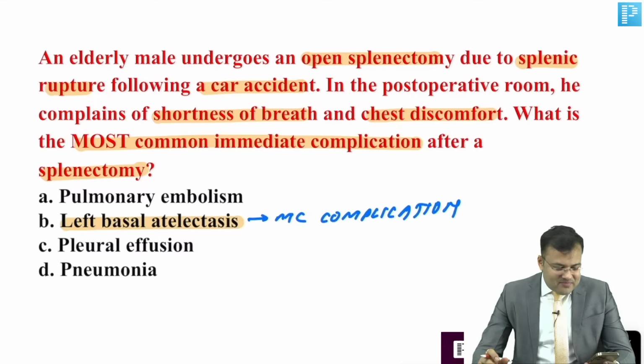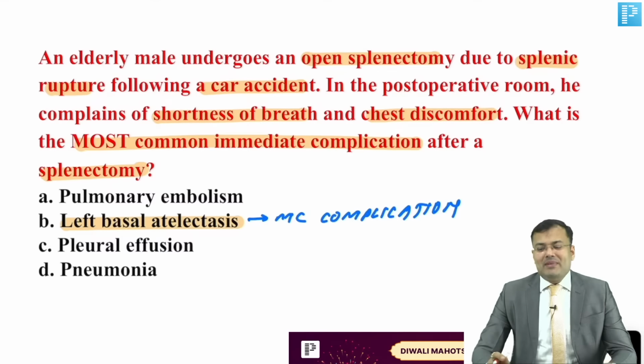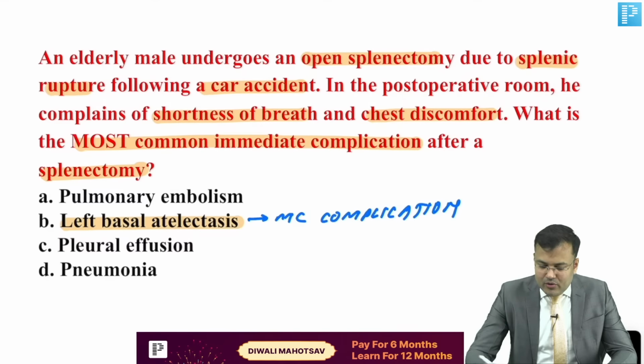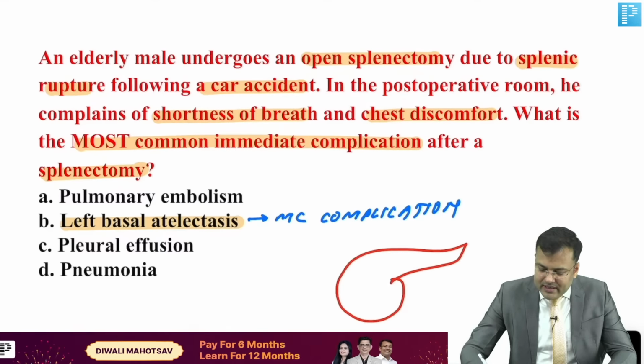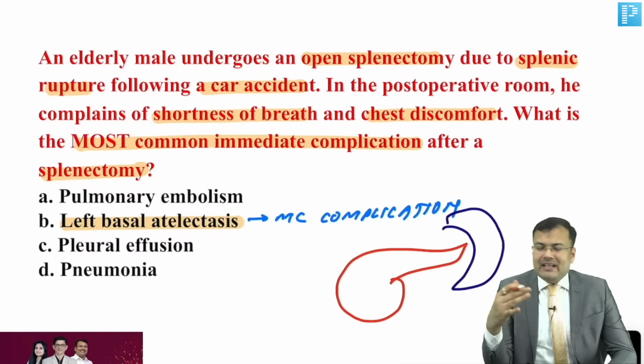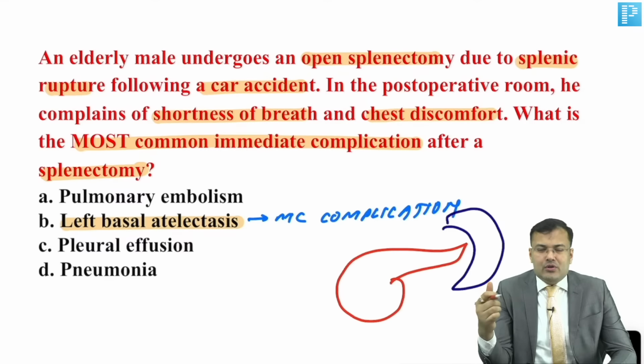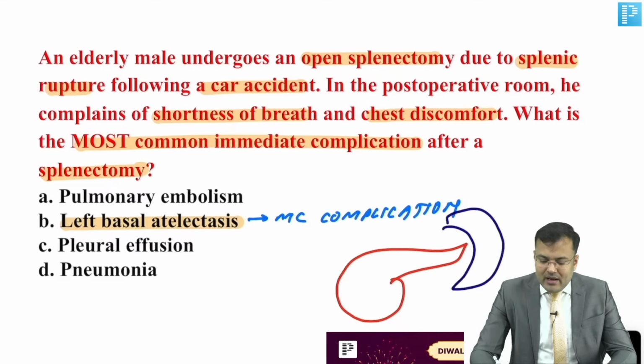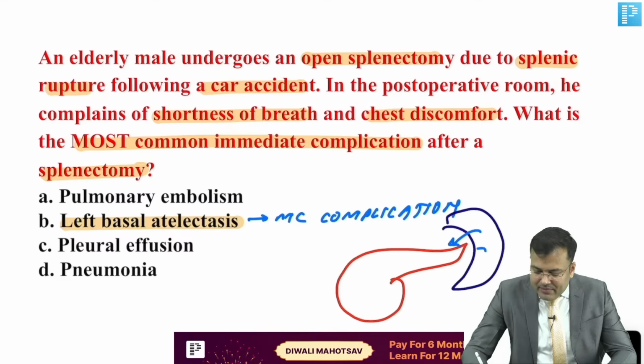Guys, it's good. Okay, now see what happens. See the relation. You can see this is pancreas, and you can see this is the spleen. So, you can see which part of pancreas is in close relation to the spleen, tail of pancreas. So, we are careful whenever we are performing the splenectomy.